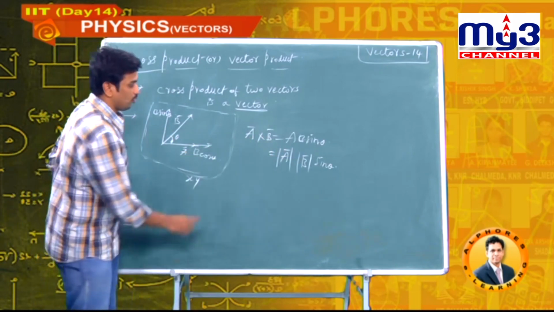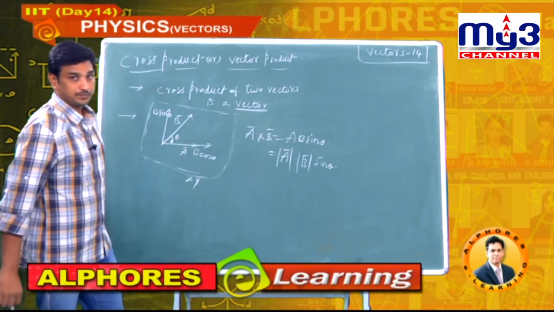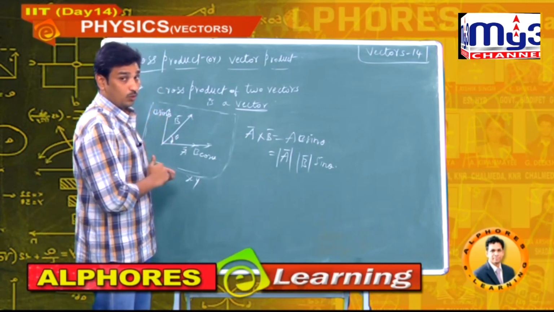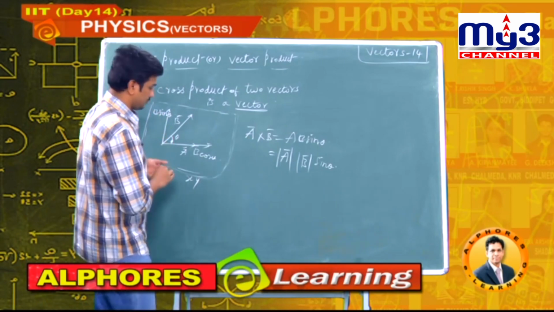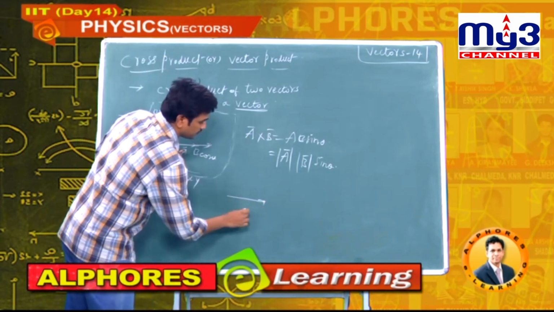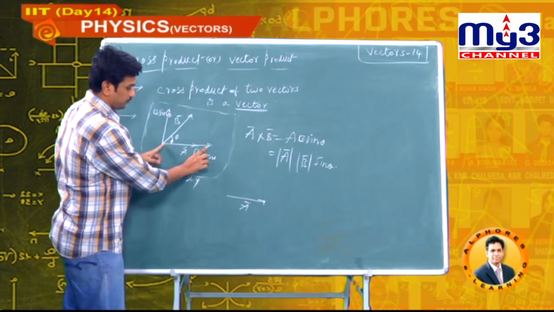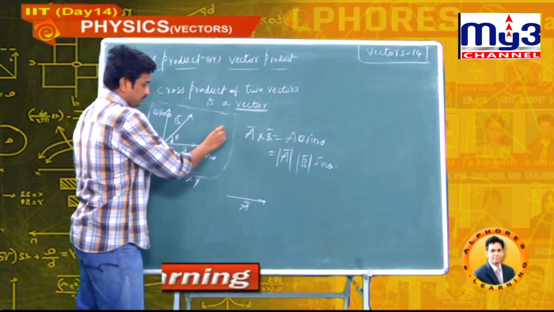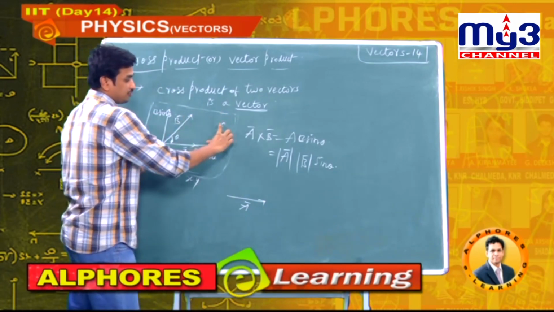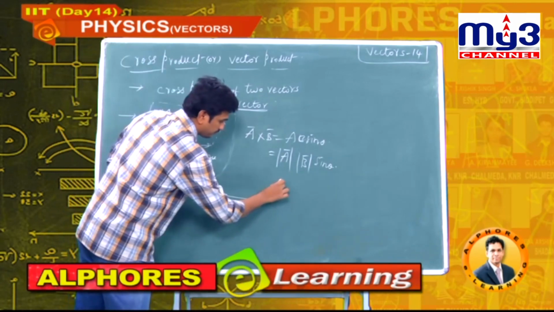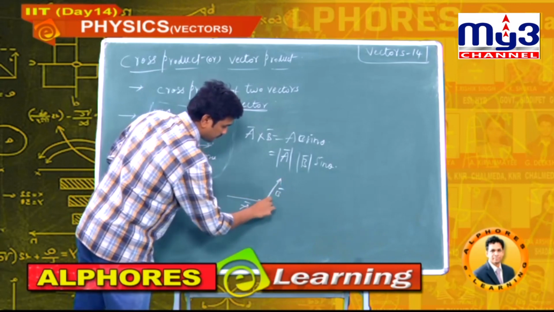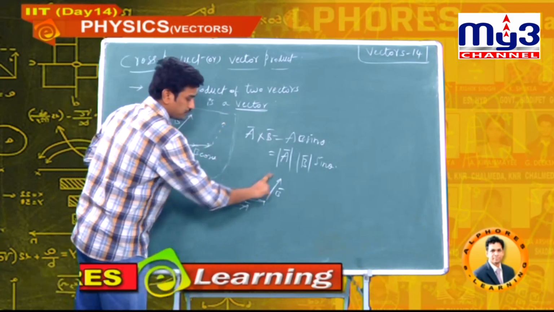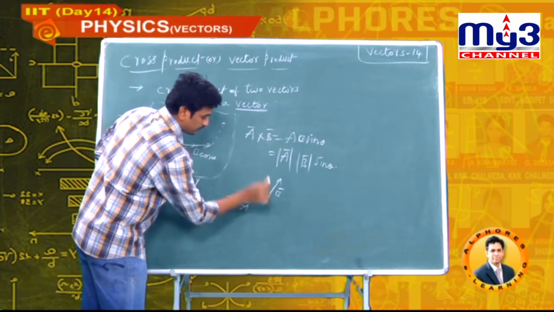Now here, how to find the direction of A cross B? We will apply the right hand rule. What is exactly the right hand rule? See here, this is A bar, and this is B bar. Can I write here the parallel shifting of B bar? B bar shifted to here, so A bar, B bar. Now head connected to tail.